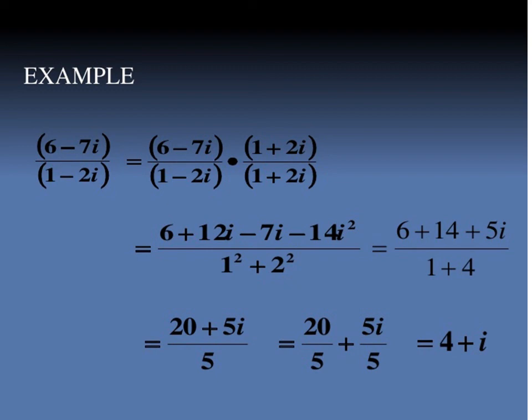Divide each term of the complex number in the numerator separately by 5. That is 20 divided by 5 plus 5i divided by 5. 5 fours are 20, therefore it becomes 4. The 5s cancel and it becomes plus i. So the division of two complex numbers again gives a new complex number, that is 4 plus i. Okay, students, do you understand the division of complex numbers?